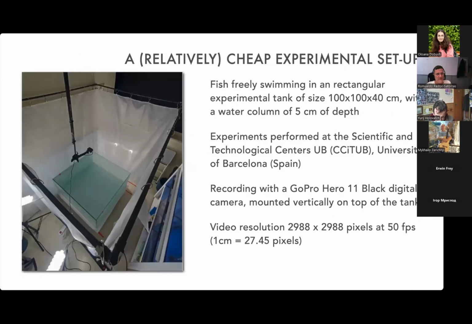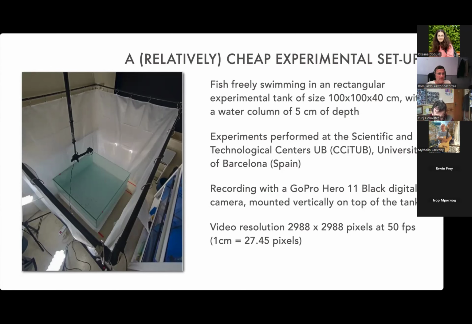So this is our experimental setup, which is relatively cheap. We have an experimental tank, 1 meter square, with a water column of 5 centimeters. We record our films with a cheap GoPro camera. With this camera, we get resolutions of around 3000 by 3000 pixels at 50 frames per second, which is more than reasonable.